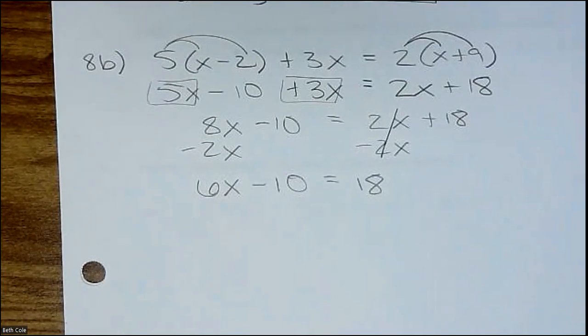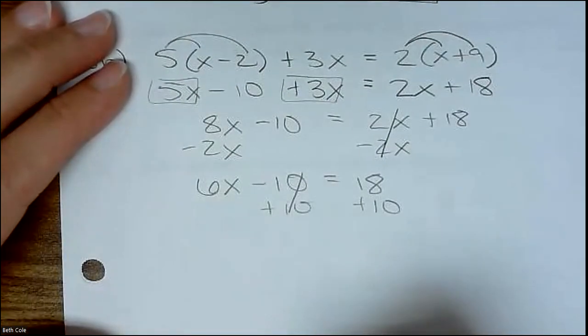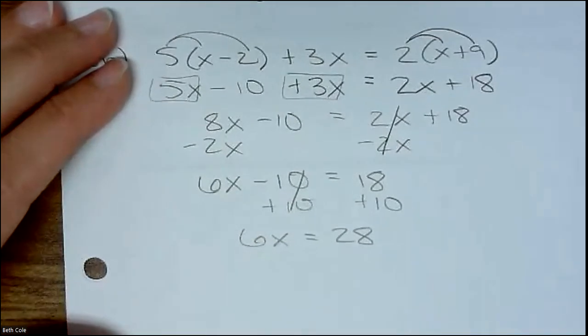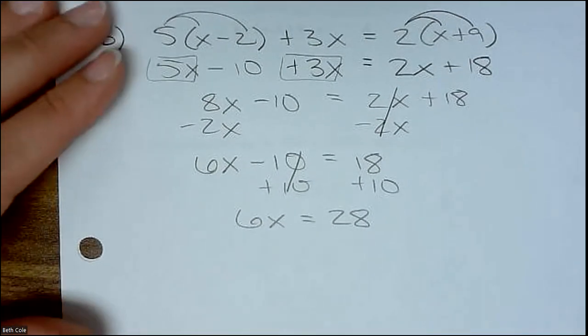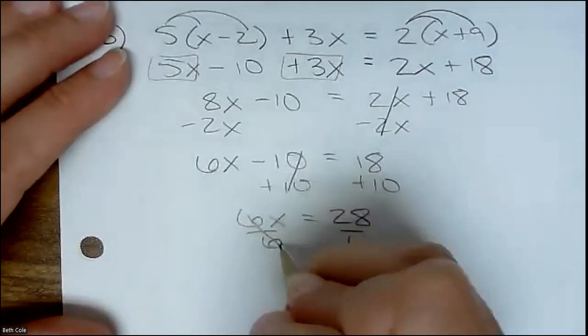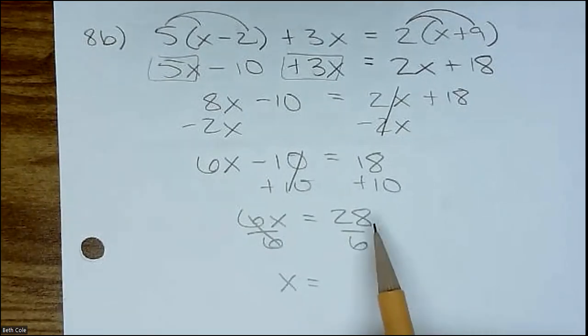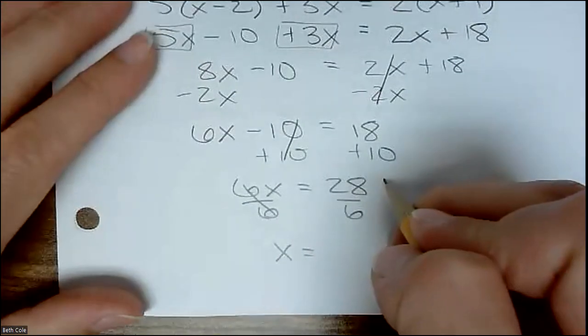And now we're back to a simpler kind of problem. So we'll add 10. So 6x equals 28. Divide by 6. Now it didn't come out to a whole number. That's okay. We're going to reduce the fraction. We'll practice reducing. What do 28 and 6 both divide by? 2. They'll both divide by 2.